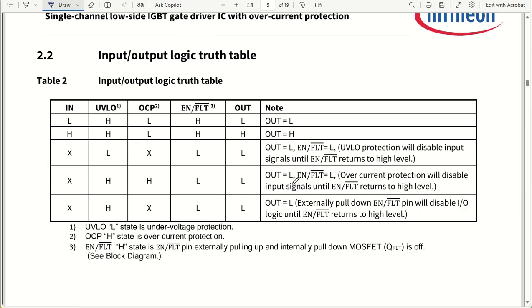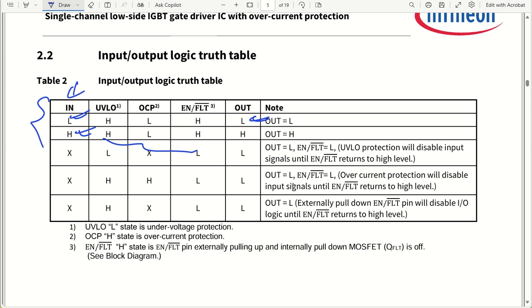Now let's talk about the truth table. The truth table is going to give us the understanding of input and output. So let us say my input is low, so definitely my output will always be low. There is no question about that. When input is high, then we have some conditions in the middle, and accordingly my output will be high.